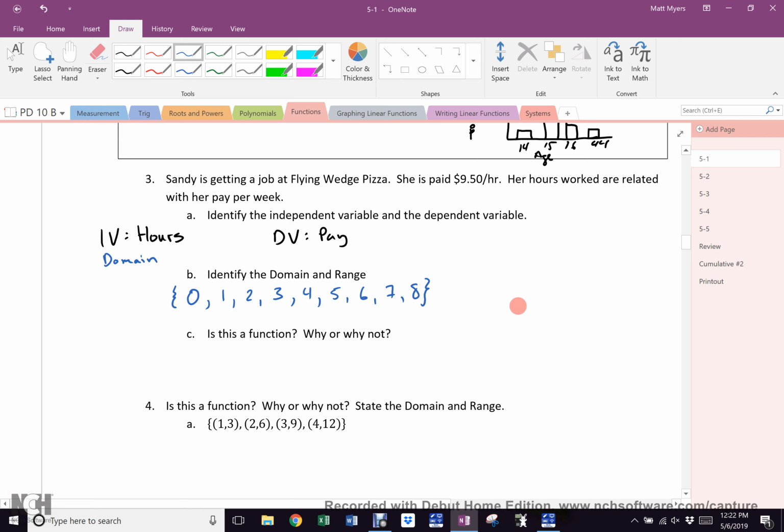Everybody cool? All right. Now, we put the squiggly brackets around it. Now, there's other stuff to write there, but I don't care about it. What, then, is the range? What's the lowest amount of money she could have made? Zero. Then what?